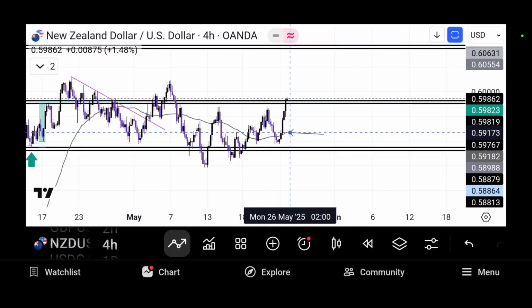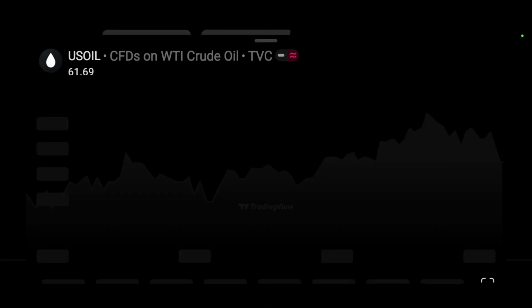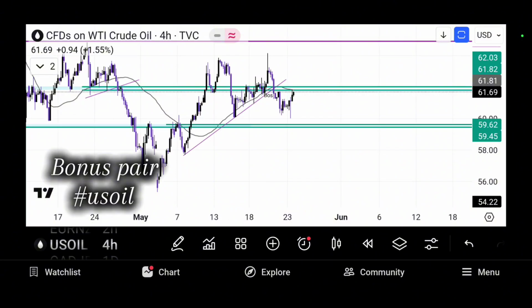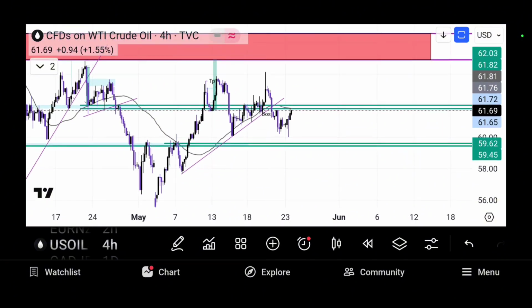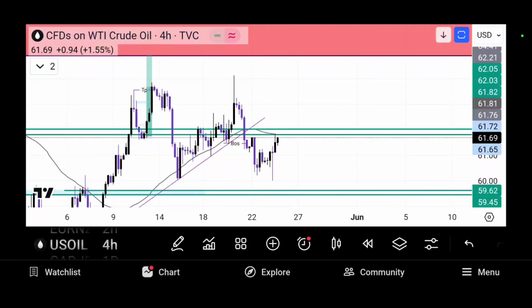All right, so the bonus one is US oil. Let me just give you light on US oil. I love this pair very well. US oil usually respects zones. Okay, US oil respects zones a lot. Now let me zoom in so that you can see it clearer.